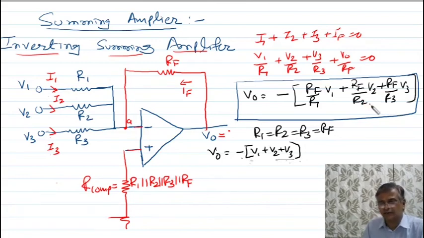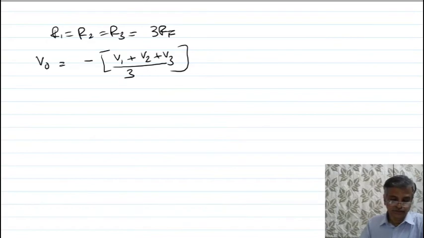Just now we'll see one small numerical. If I take all of them equal to RF, then it all cancels, so output is the sum of the input signals. If these are 3RF, 3RF, 3RF, the output is an average of the input signals. Here is the end of this topic.